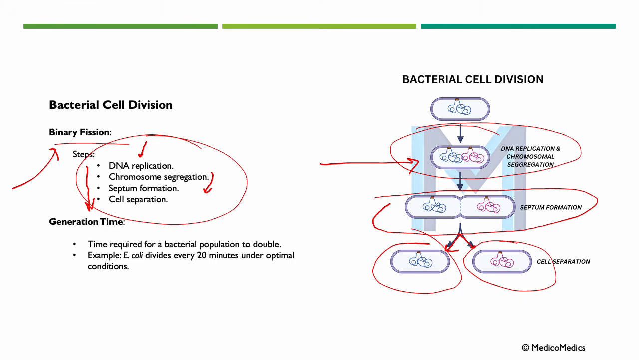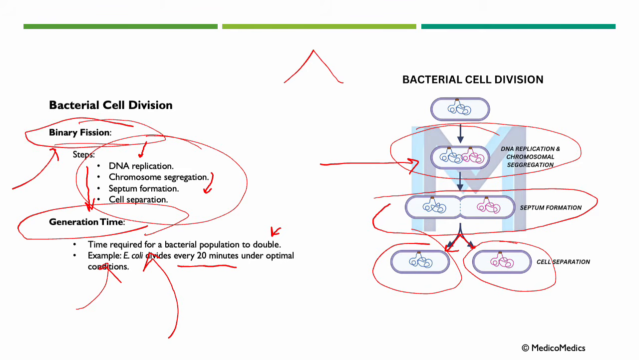The time required for a bacterial population to double is called generation time. For example, E. coli divides every 20 minutes under optimal conditions. To summarize, bacteria reproduce by splitting into two, like copying and pasting themselves. The process is called binary fission, and it's incredibly fast. Some bacteria, for example E. coli, can double every 20 minutes. That's why infections can grow very quickly if we don't treat them.